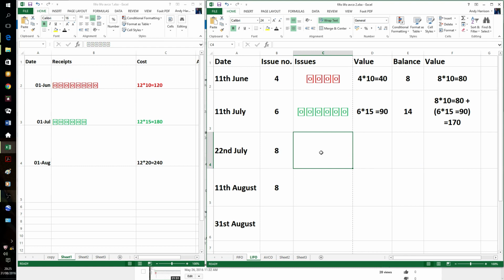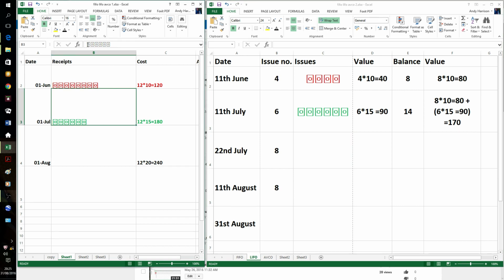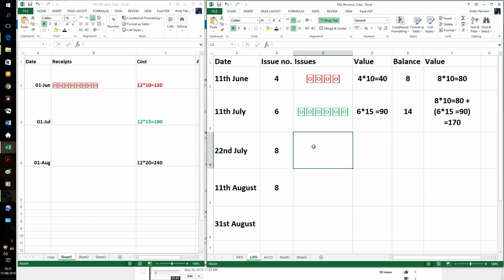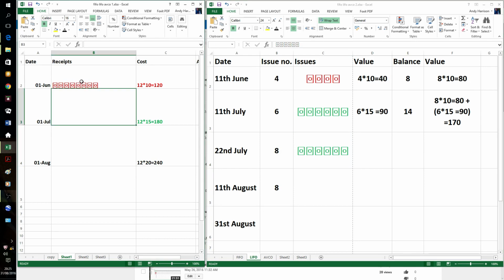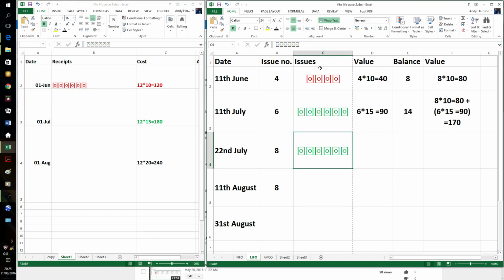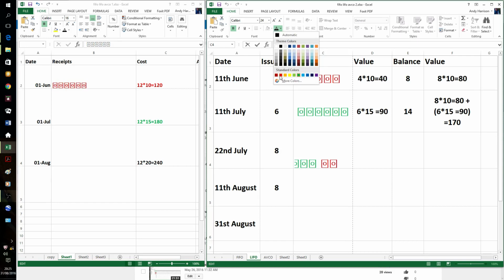When we come to the 22nd of July, we haven't had any new deliveries. So for those 8, we're going to take the latest. There's the latest ones. There or that, but there's only 6 of them. So we've now got to eat into these ones, and they'll come out the wrong colour when I paste them. I'll change it afterwards. Those ones were really from the June batch.